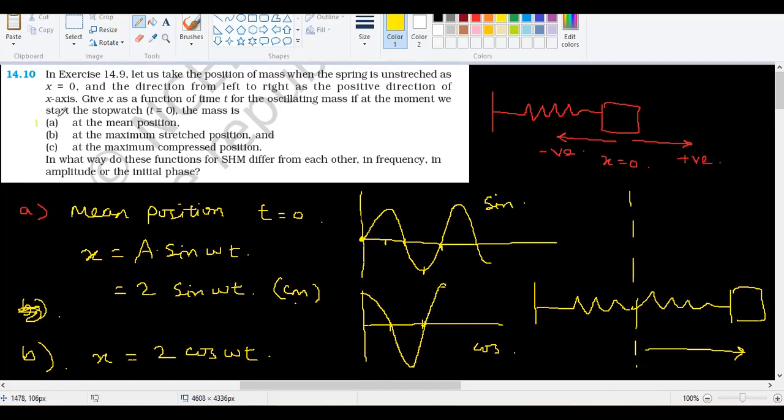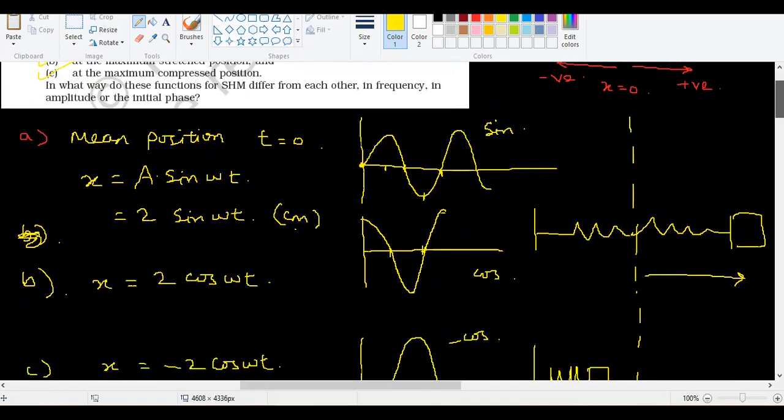Okay, so we talked about mean position, maximum stretch position, maximum compressed position. In what way do these functions for a section differ from each other in frequency, in amplitude, and initial phase? What do you think? Does the amplitude change between this and this? It's the same everywhere, right? Do you agree? Yes. Amplitude is same. What about frequency? Frequency is also same. Okay.